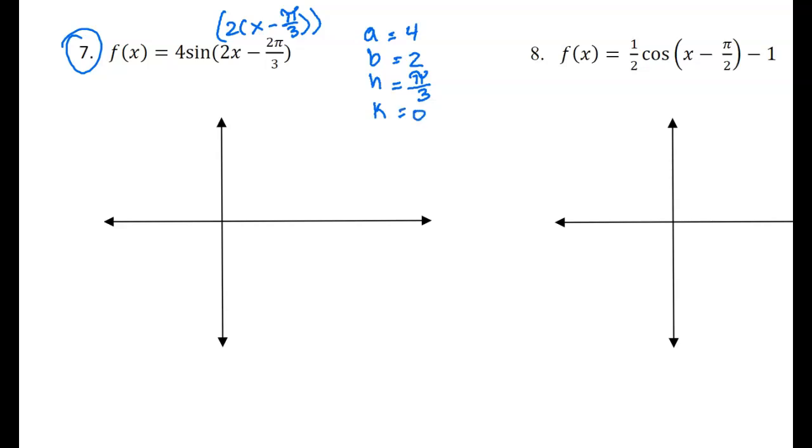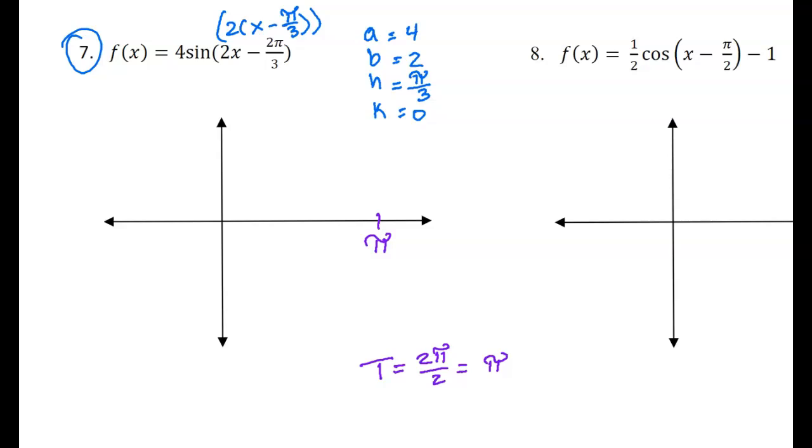We do need to find our period before we can start graphing. I'll slope down here. Our period is just 2 pi over our b value, which in this case is 2. So again, our period is just pi. Now the reason why this is tricky again is because we have a phase shift. We're shifting to the right pi over 3. So I can't just put down pi here because that's not really where this graph is ending. It's been shifted to the right pi over 3.